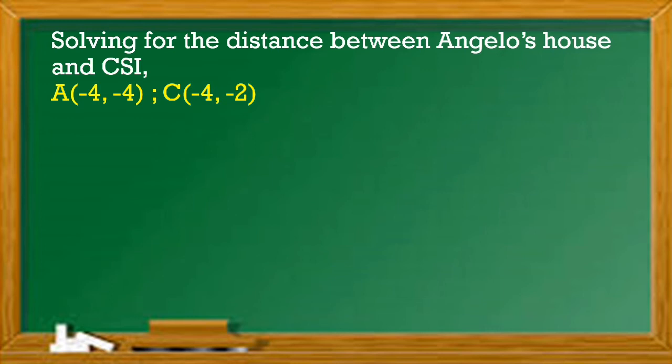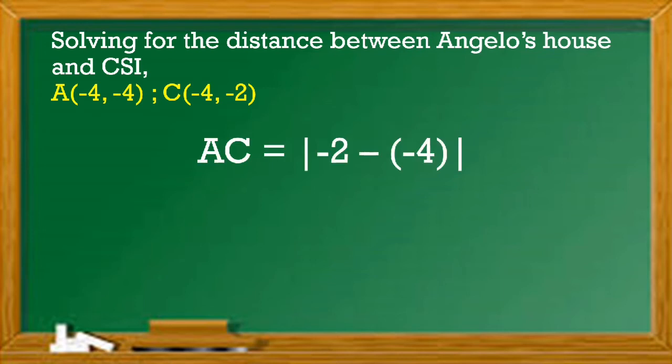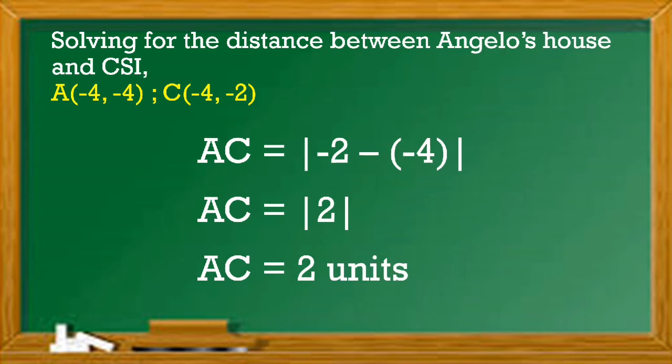Now let's solve for the distance between Angela's house and CSI. So with point A, negative 4, negative 4, and C, negative 4, negative 2. Since the 2 points are aligned vertically, we can also count the number of units or get the absolute value of the difference of their y coordinates. So let AC be the distance between Angela's house and CSI, which is equal to the absolute value of negative 2 minus negative 4. So AC equals the absolute value of 2, or that's equal to 2 units.